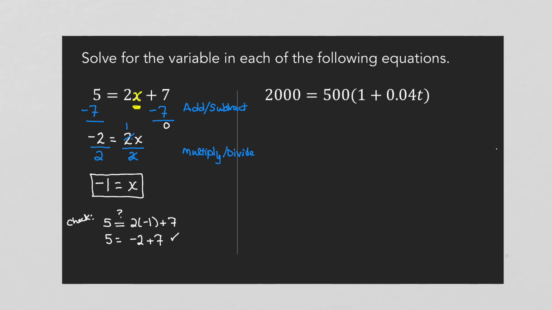What about that second one? 2,000 equals 500 times the quantity 1 plus 0.04t. This one's a little more complicated and larger.